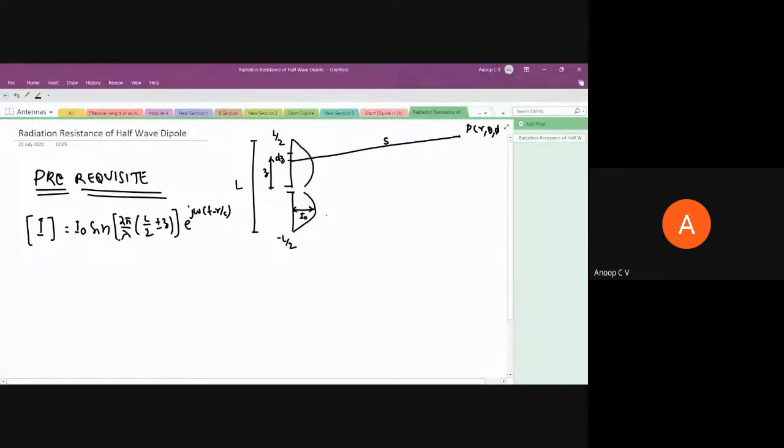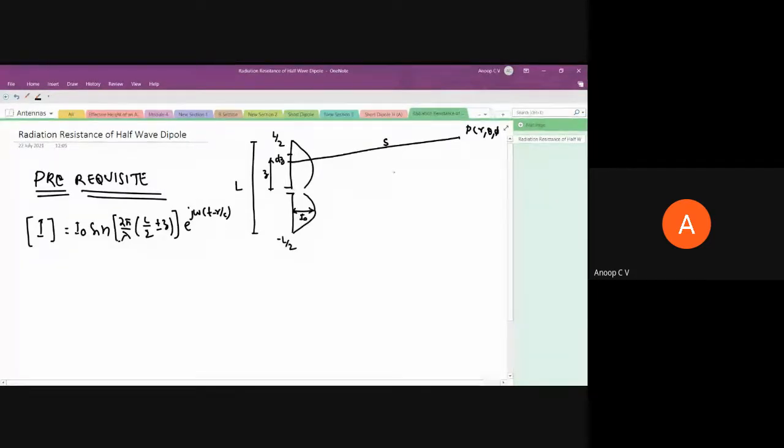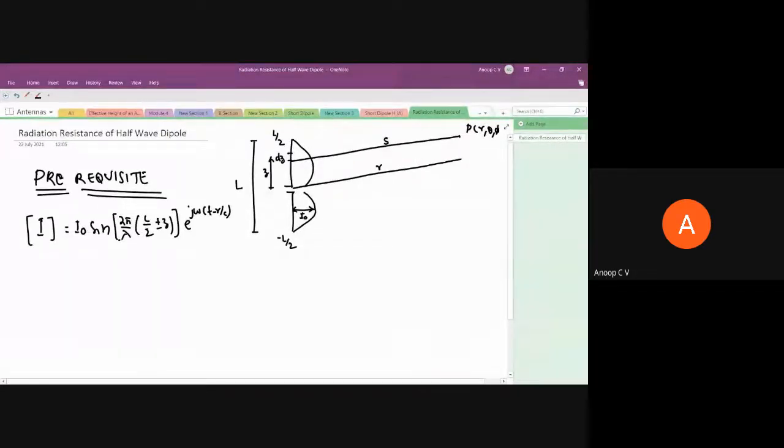So this r is nothing but the distance of the point from the origin. As this distance is very large, I'm assuming this s and r are all parallel. We have done it before. This angle is theta, and phi is the azimuth angle, the angle the projection of this radial vector on the xy plane makes with the positive x-axis. You know that.